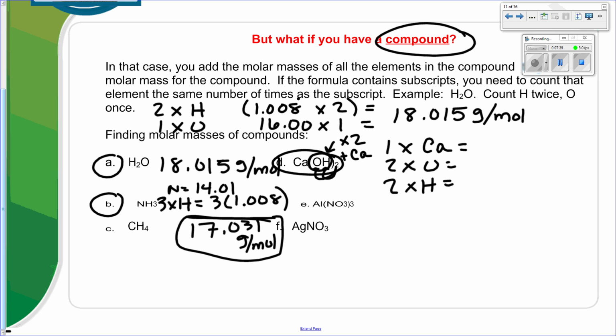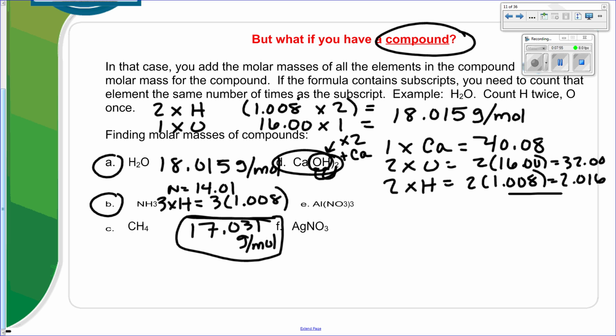But if you're doing it this way, 1 calcium is 40.08. 2 oxygens is 2 times 16.00, which is 32.00. And then 2 hydrogens is 2 times 1.008, which is 2.016. And when you add all of that up, you are going to end up with, if I can find my notes with this, did I write it down? I thought I wrote it down. Oh, I did write it down.